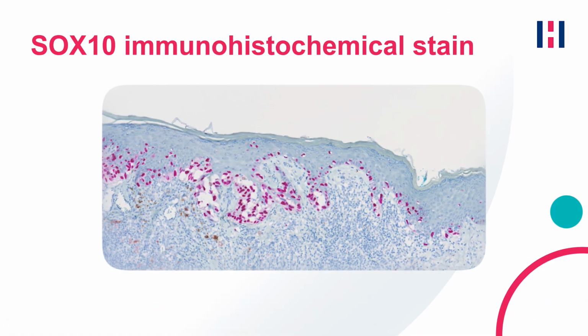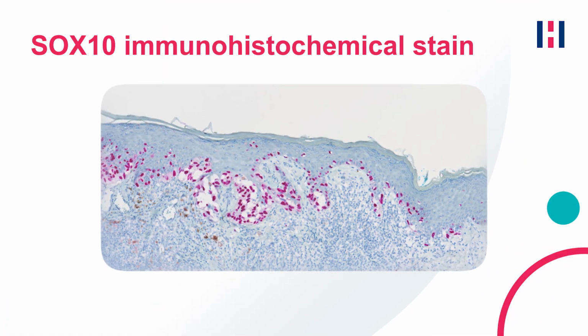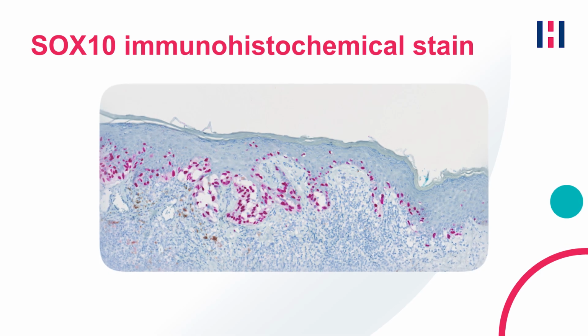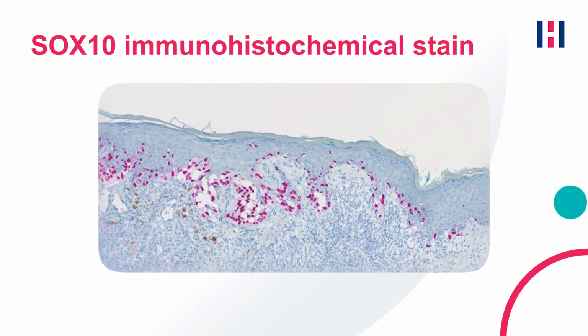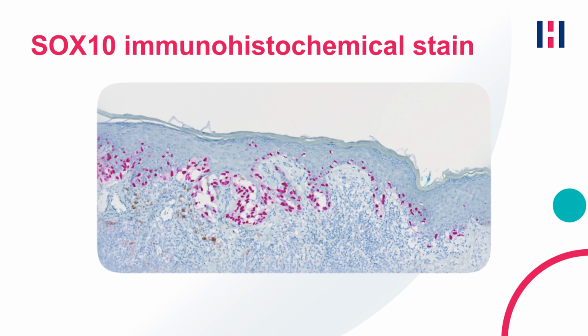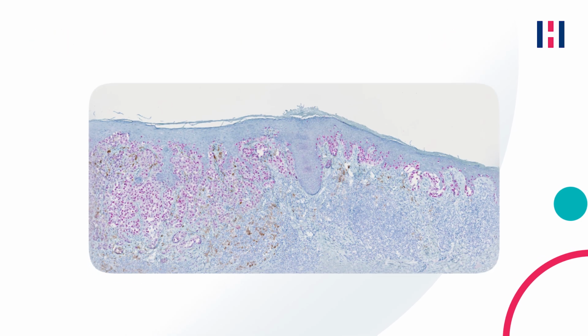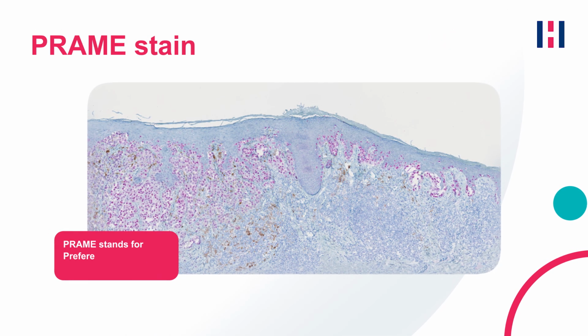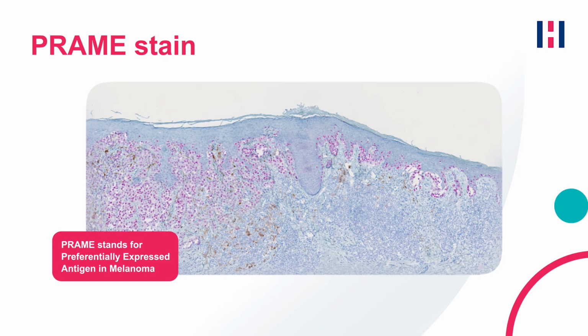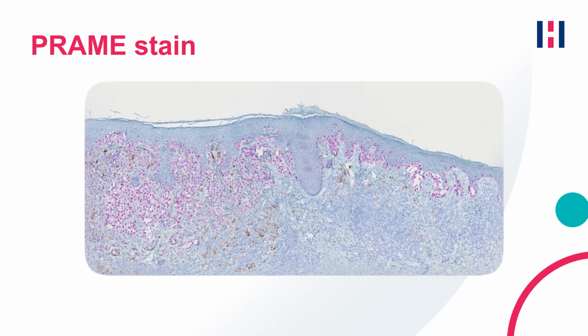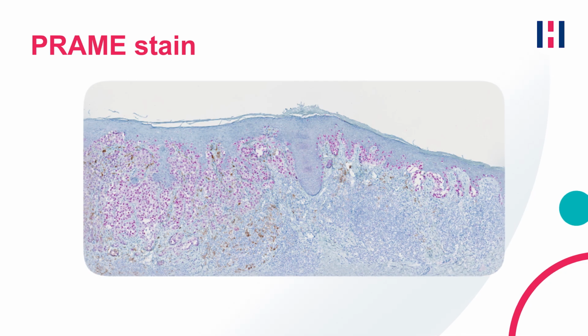Immunohistochemistry utilizes antibodies to bind to proteins in the cells to highlight them more easily. This is a SOX10 immunohistochemical stain that was examined for this case. The stain highlights the nuclei of melanocytes in red and demonstrates severe junctional architectural atypia in the form of Pagetoid spread. Here we see a PRAME stain, which is a sensitive new marker for melanoma, and again is positive in the nuclei of the melanoma cells and supports the diagnosis in this case.